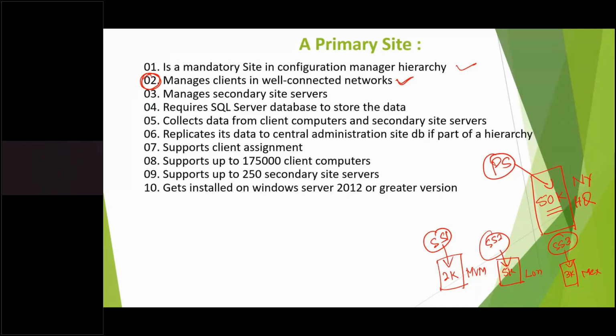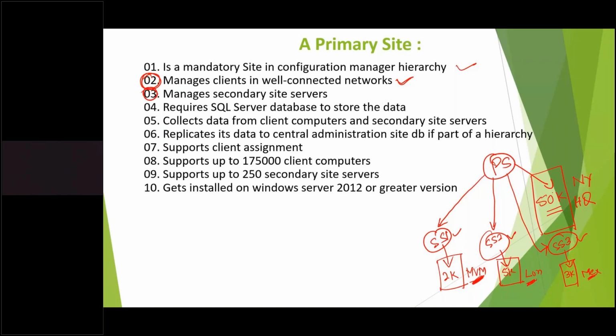All secondary sites will take the policies and contents from primary. Secondary will not have its own policies and contents. It will be taking the policies and contents from the primary site server. So Mumbai devices will take the policies and contents from SS1 secondary site. London devices will take them from SS2 secondary site. And Mexico devices will be taking them from SS3 secondary site. Clear? So yes, primary site will be managing secondary sites as well.